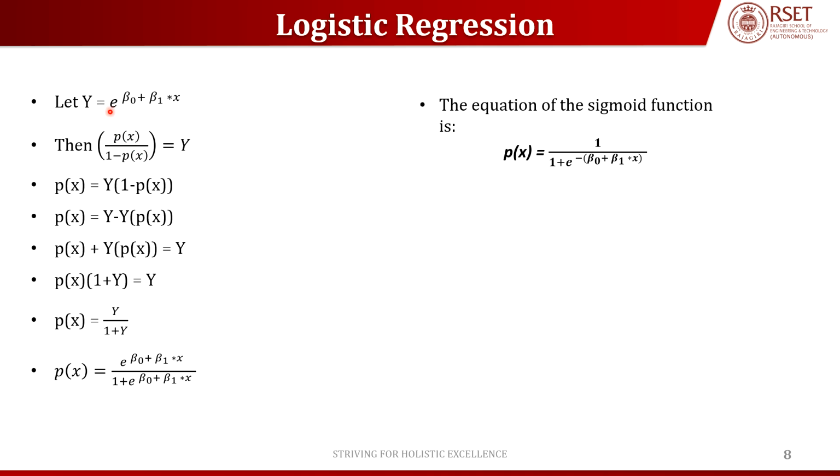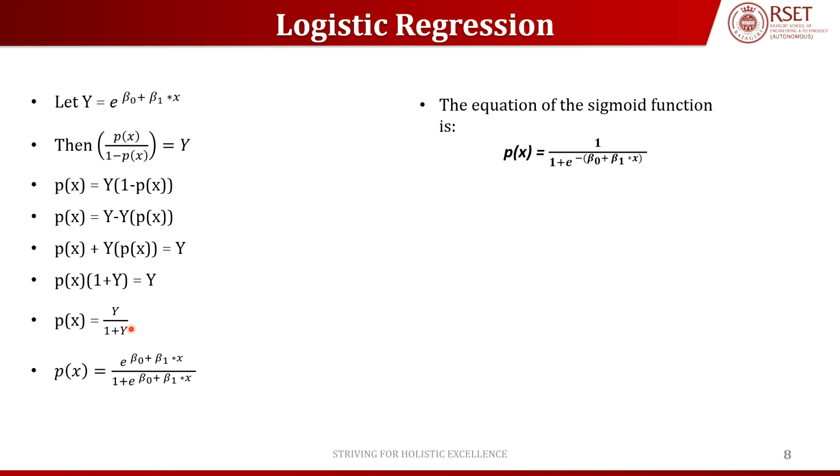Now let y be equal to e raised to beta 0 plus beta 1 x. Then p of x by 1 minus p of x will be equal to y. And we can write it like this: p of x is equal to, taking the denominator to the RHS, y into 1 minus p of x. Opening the brackets, y minus y into p of x, then bringing it to the left side. What will be the value of p of x? Here I have taken p of x common outside, 1 plus y, and p of x is equal to y by 1 plus y.